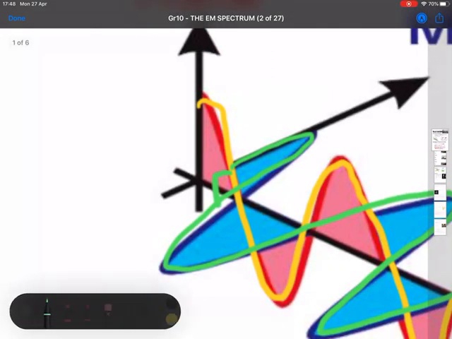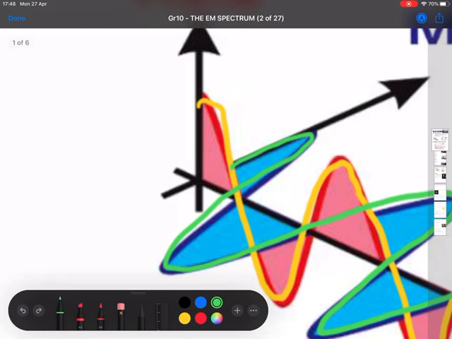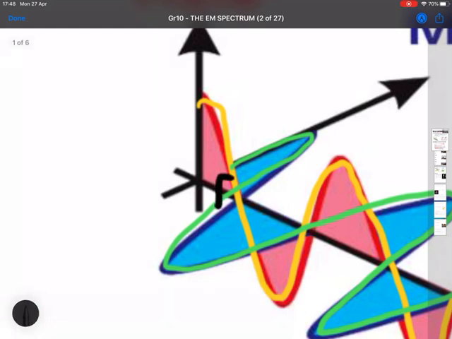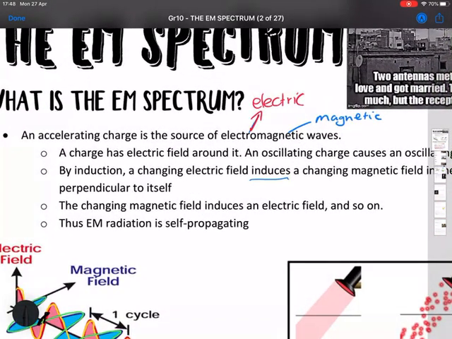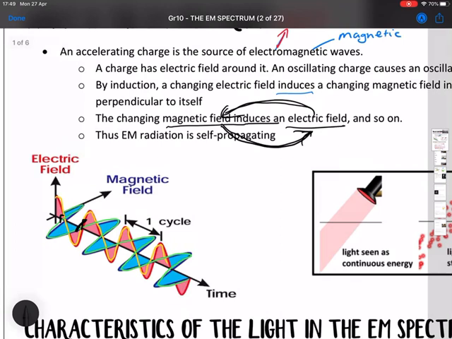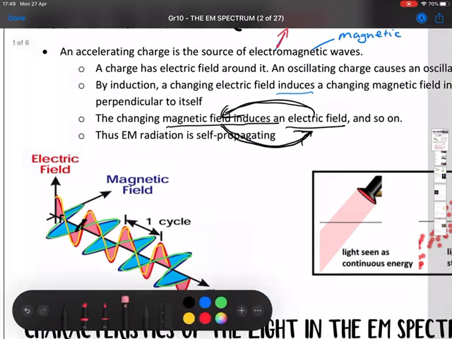So let's have a look here. They're perpendicular. This vertical wave is perpendicular to that wave. If you were to measure that angle, it is 90 degrees. We say that the changing magnetic field induces an electric field. So if you've got a changing magnetic field, it's going to induce an electric field. The electric field is going to induce a magnetic field, the magnetic field is going to induce an electric field, and so on. That's why the one induces the other, and that's why we can say that electromagnetic waves are self-propagating.